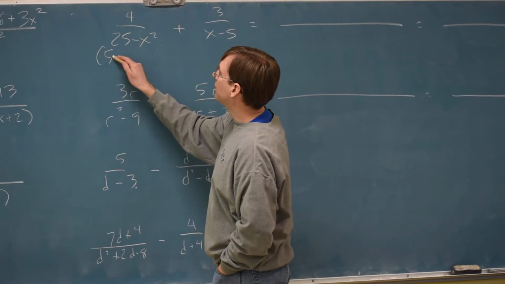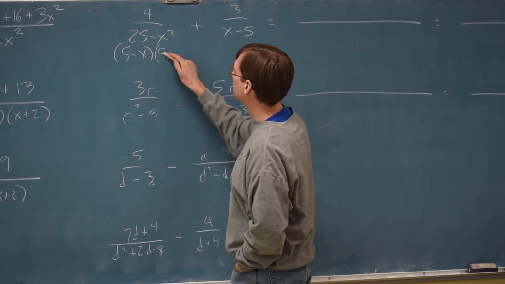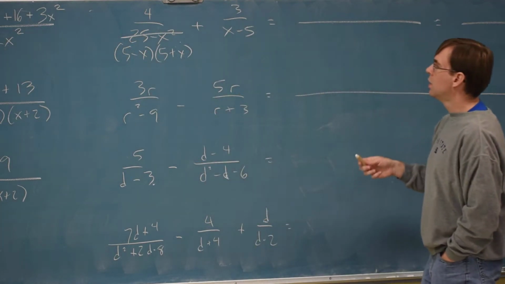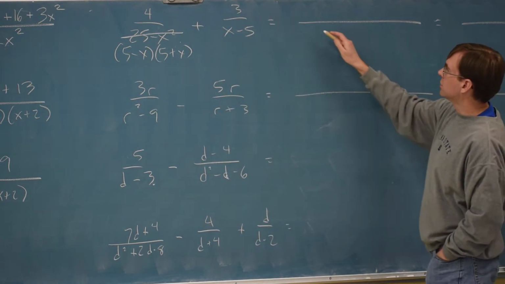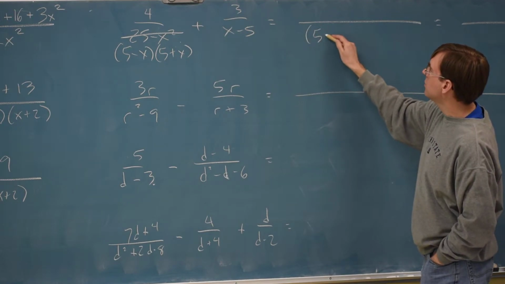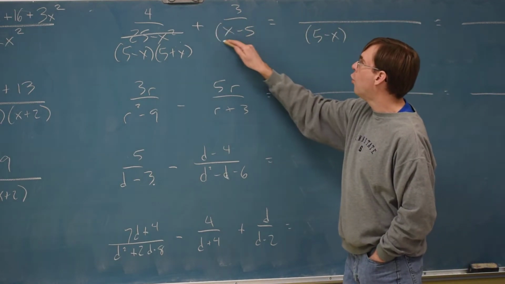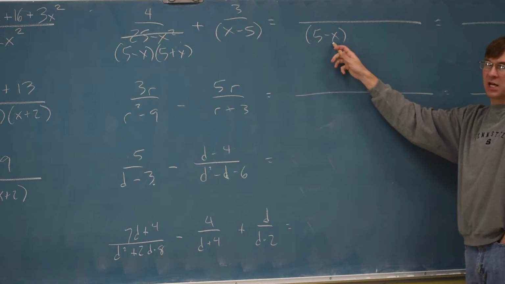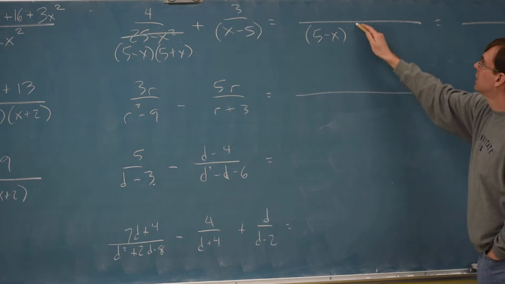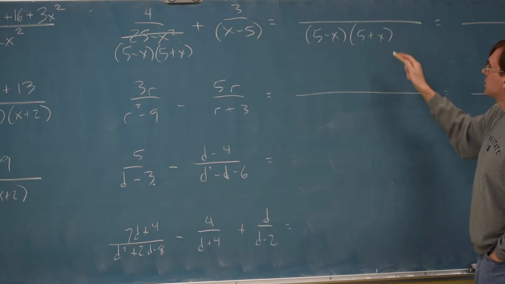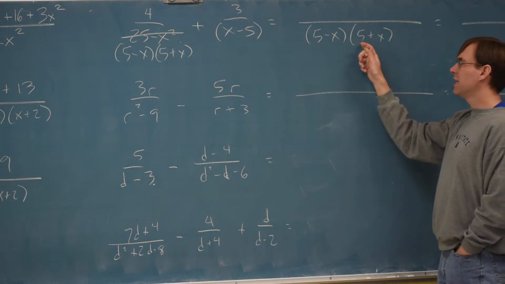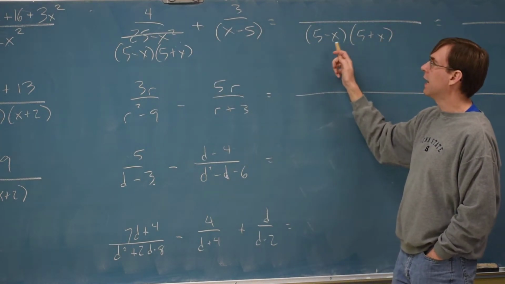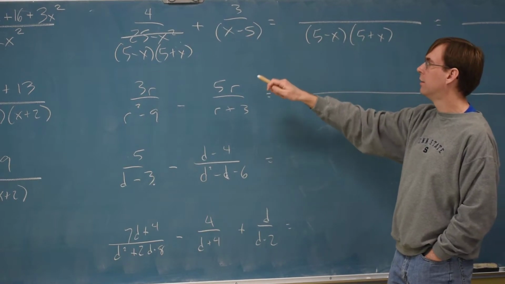For this one, I'd have to factor 5 minus x and 5 plus x. That is the difference of squares. When I go to do the answer, I'd have to take either the 5 minus x or an x minus 5. I'm choosing to take a 5 minus x, but it doesn't really matter. I need a 5 plus x as well. I chose these because since this bottom is already the right thing, I don't even have to change the 4.